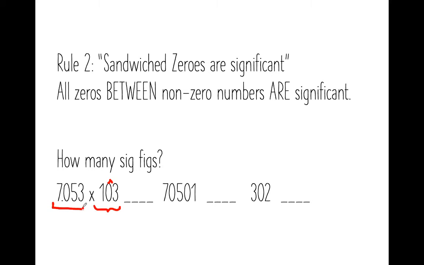So 7.053. However many significant digits there are in this part, that's how many significant digits this number is going to have. All of the non-zero numbers count, but so does this 0 because it's sandwiched between 2 non-zero numbers. So there are 4 significant digits here. In this case, both of these zeros count. Again, they're both sandwiched between non-zero numbers. So there are 5 significant digits. And in this last one, there are 3.